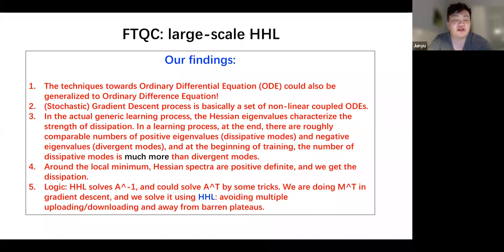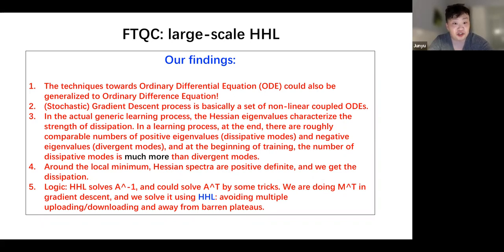The technique that I mentioned about linearization towards ordinary differential equations, ODEs, could be generalized to ordinary difference equations, where difference equations involve a finite difference, and the stochastic gradient descent process itself is exactly a set of nonlinear coupled ordinary difference equations, which potentially we can solve using some quantum algorithms.